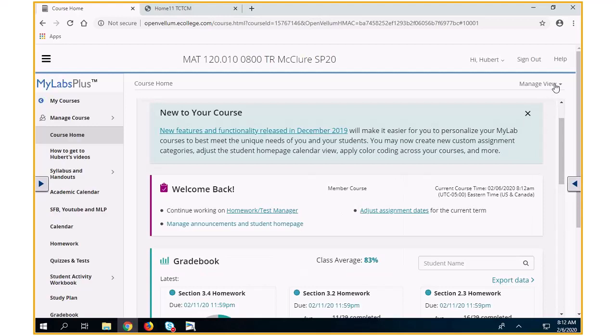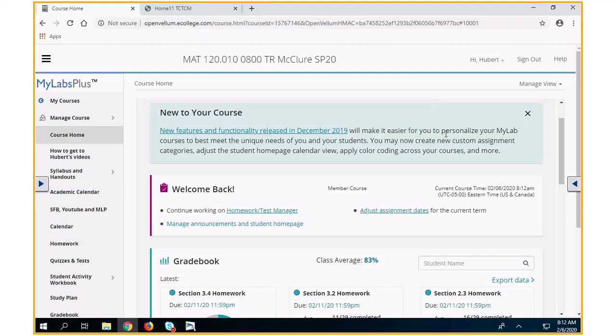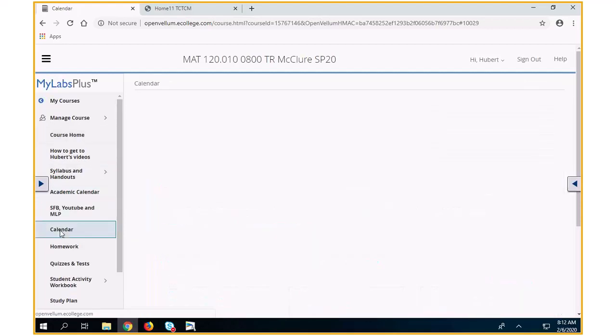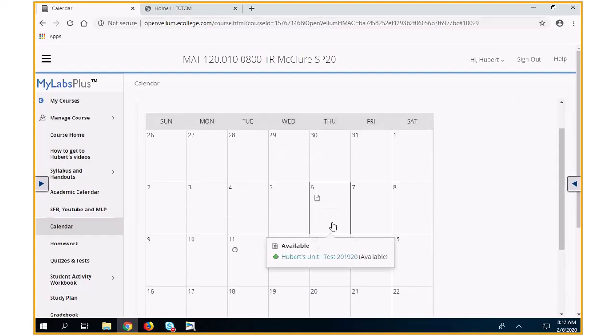Where? Above homework. I'm looking above homework. No, that's the calendar for the school. Below that, further down. Oh, thank you. You even got a calendar right there. Look at that. It's a miracle.